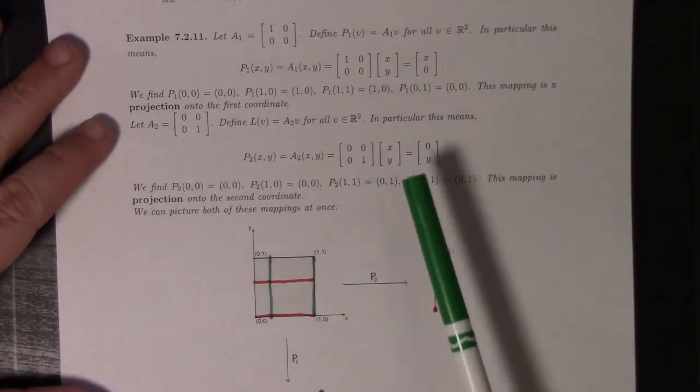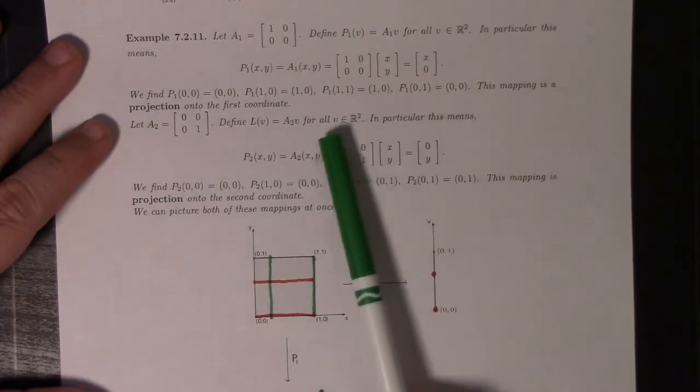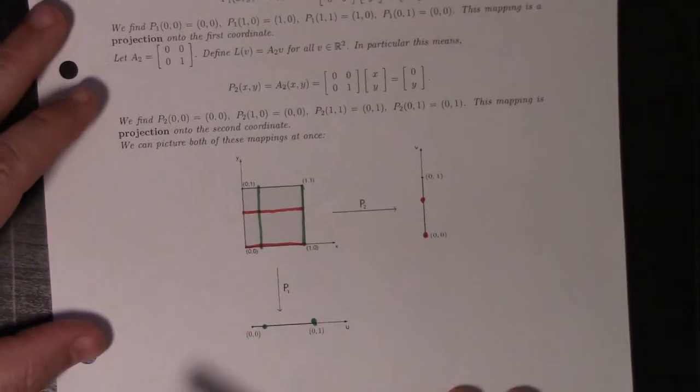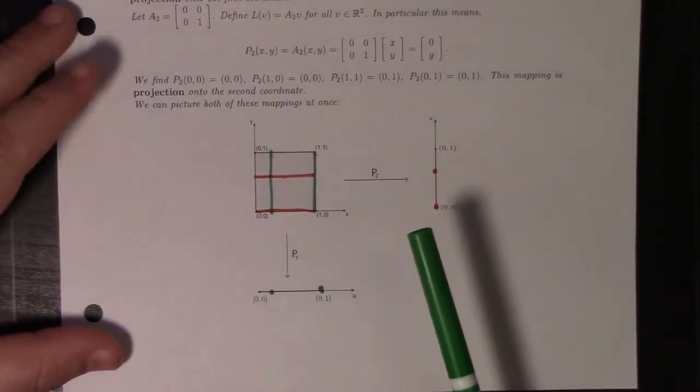Here we have P1 and P2. They're defined by basically killing y, sending all the y's to 0, or sending all the x's to 0. And so these are both what are called projections.